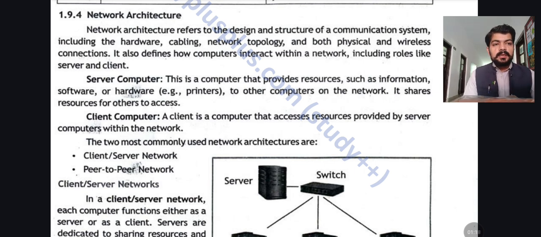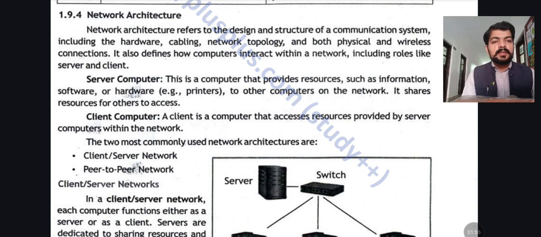How computers can interact in a network, how computers transfer data using distinct components, distinct devices from one place to another, including roles like server and client. Because the computers have distinct roles like server, client, peers, all are elaborated with a few descriptions as well. First of all, we will talk about the server computer.